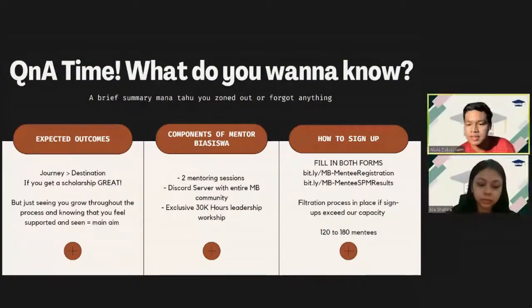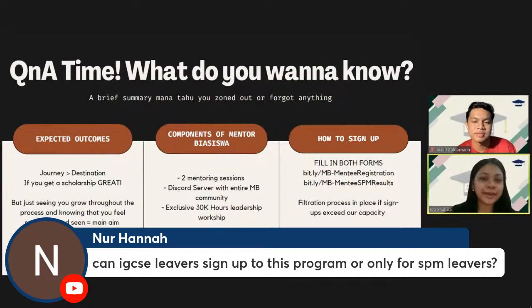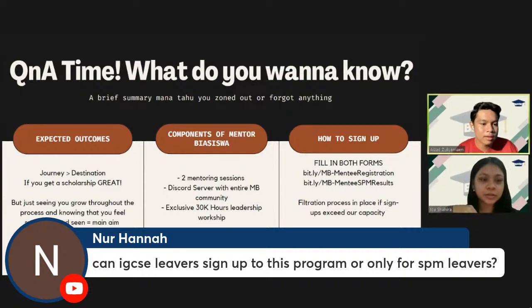We also have another question here by Nurhana. Can IGCSE leavers sign up to this program or only SPM leavers? Okay, I believe can. But once again, this goes back to the scholarship application process. I apologize, this is a lack of information on my part. If GCSE applicants, are they allowed to apply for scholarships? Yes, some scholarships do take GCSE students to apply.